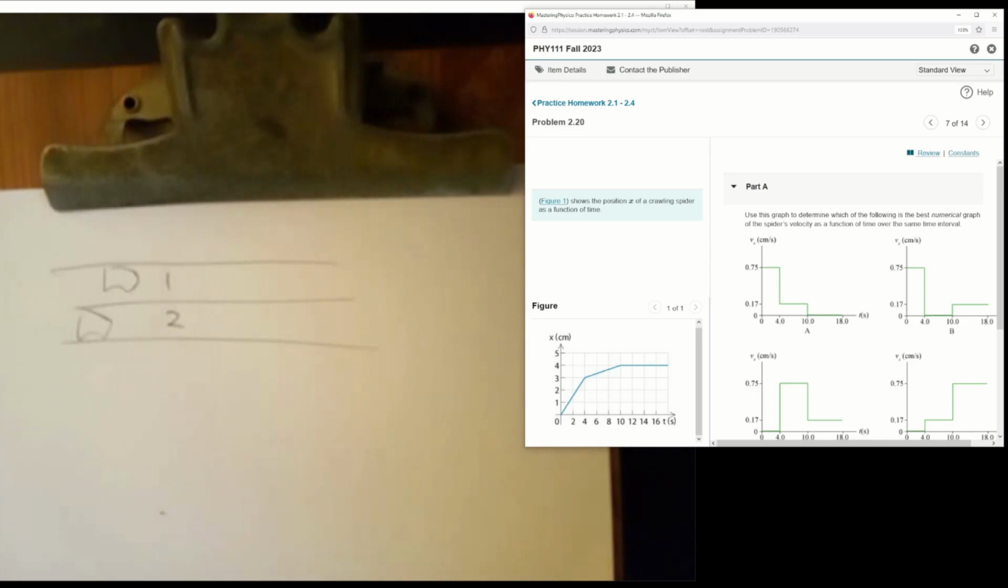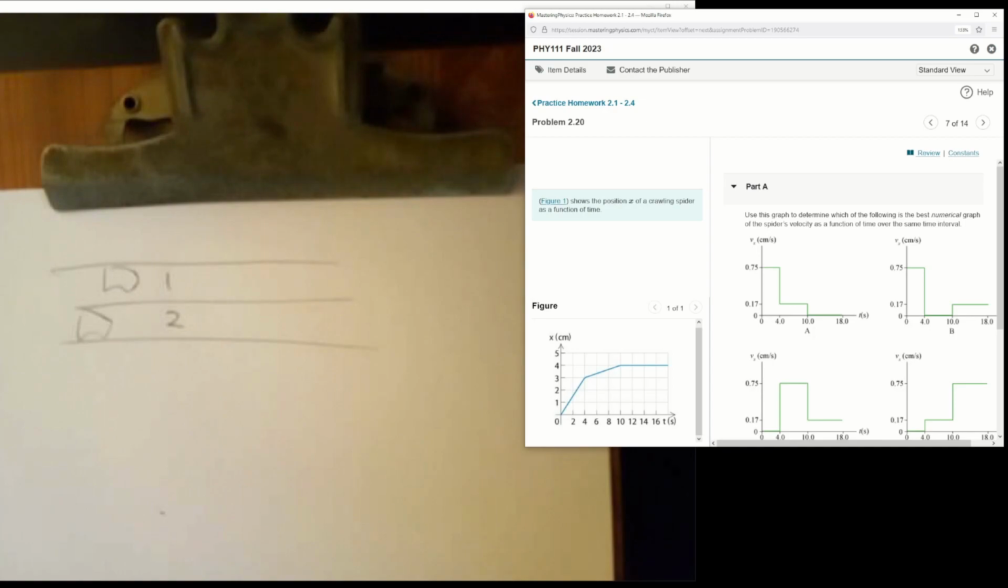So we'll just look at the function. The velocity is the slope of the position function. If we look at this first chunk, it rises 3, has a run of 4. So 3/4 is 0.75. That would be the velocity for this first chunk from 0 to 4. Just looking at our choices, we can see that's only going to be the top left and top right one, A and B. They're the only ones that have a positive 0.75 for that initial time, 0 to 4 seconds.